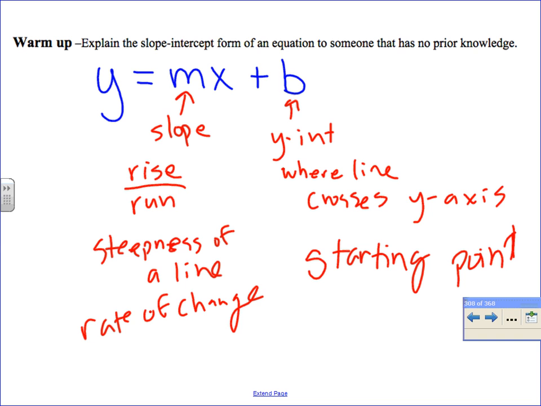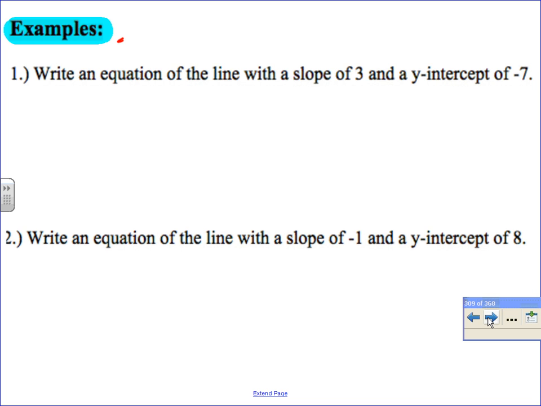Okay, let's look at example 1. Write an equation of a line with a slope of m and a y-intercept of -7. Matt, what variable is slope?